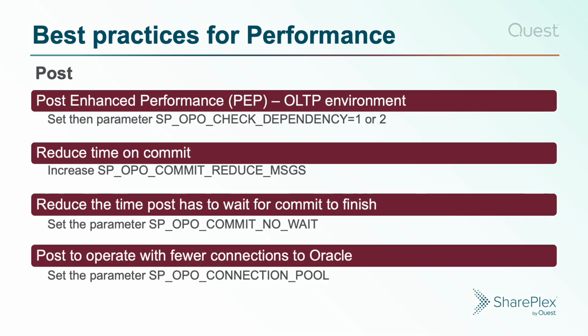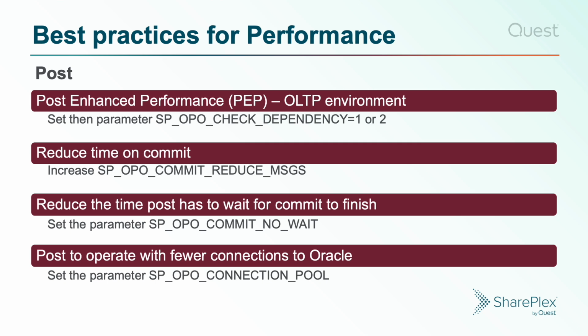Now, looking at these features which we have. PEP, post enhanced performance, is great for OLTP environments. That is for short transactions, high concurrency, and high volume customers. For this, the prerequisite is you must enable supplemental logging for PK and UK. If you can enable supplemental logging for foreign key, then it would be even more efficient for post.